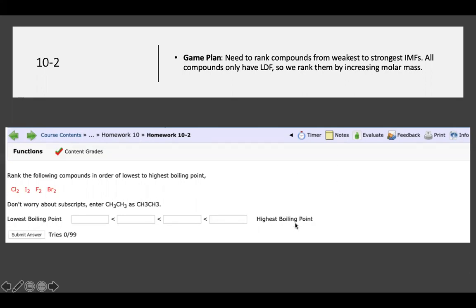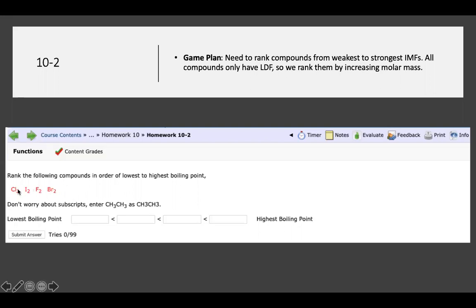If we want to cause something to boil, that means that we need to cause those particles to separate from one another. So we need to get them to spread out. If we want to get particles to spread out, we need to overcome their intermolecular forces. So the stronger the IMFs, the more energy it's going to take, and thus the higher boiling point. So that's why we want to rank from weakest to strongest intermolecular forces.